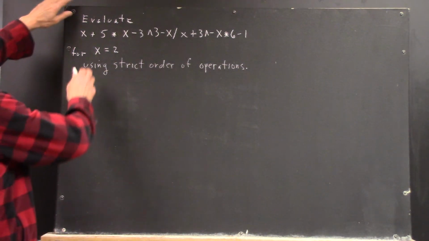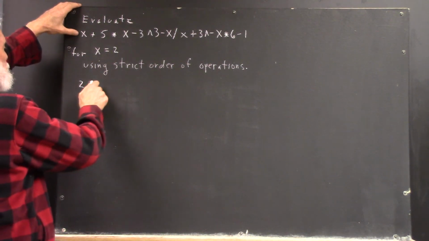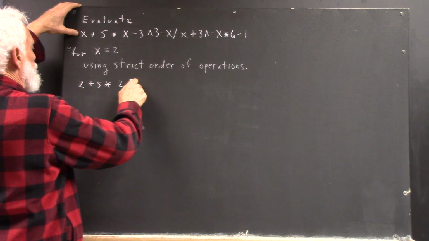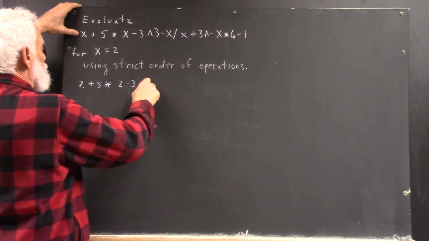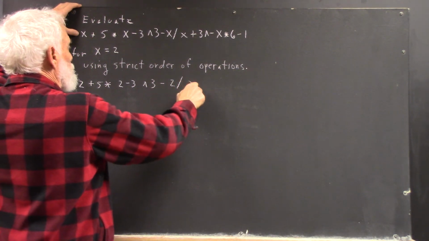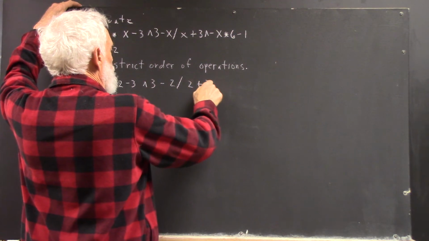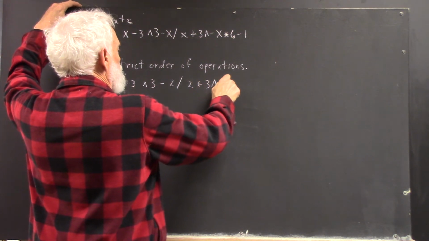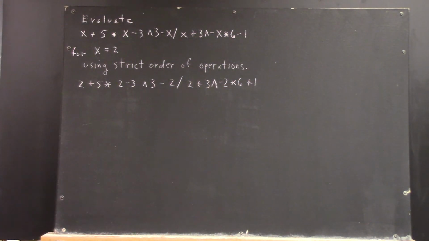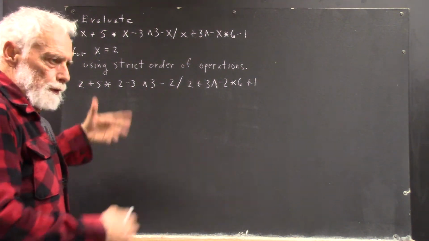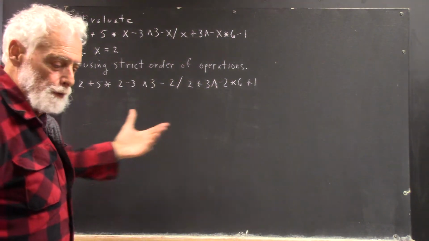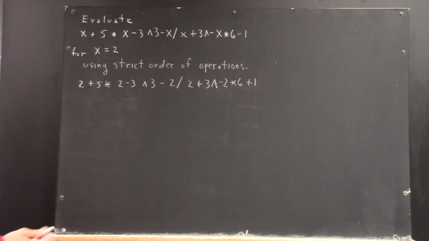So let's just start by writing out, okay, x is 2: 2 plus 5 times 2 minus 3 raised to the third power minus 2 over 2 plus 3 raised to the negative 2 times 6 plus 1. Now my spacing here is just incidental, but you know, sometimes you leave a longer space between one symbol and the next, sometimes you don't. Okay, so what do we do first?